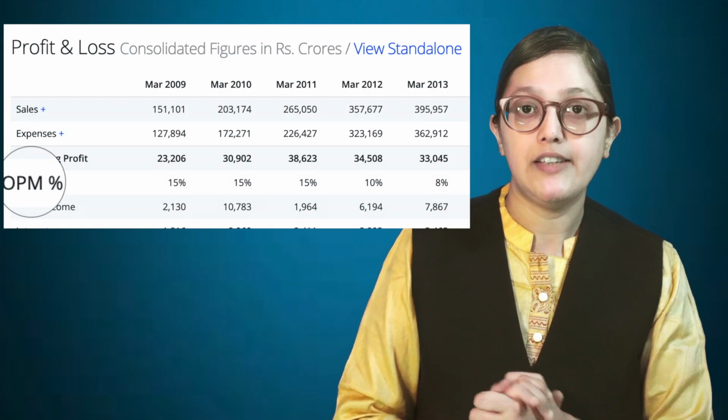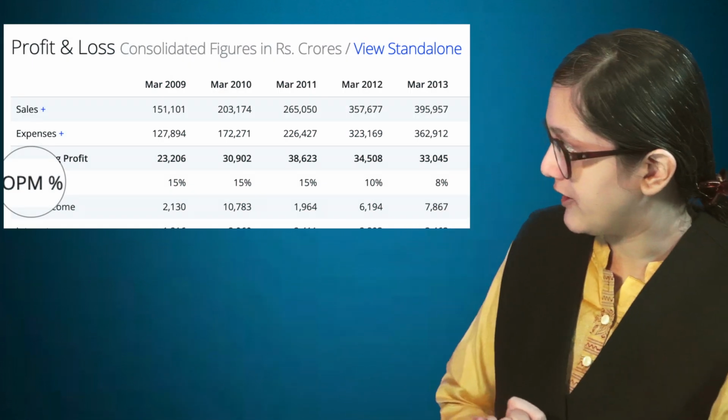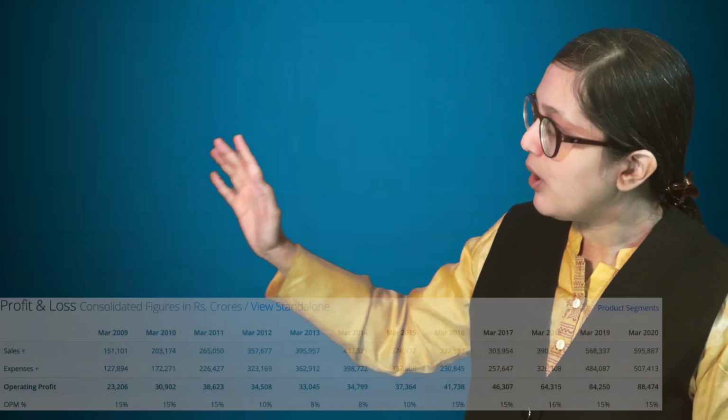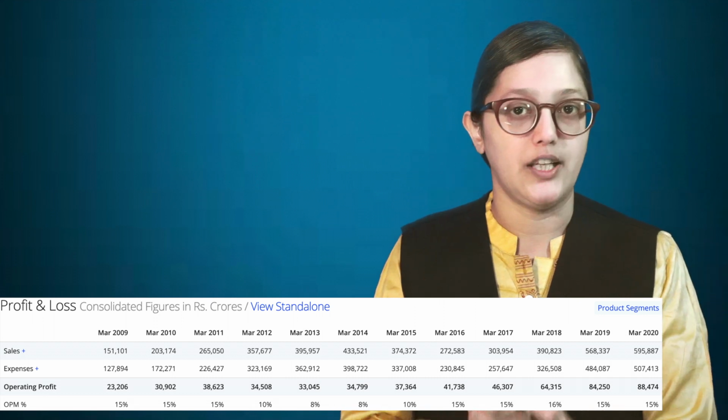Now let's take the first example of Reliance Industries. Look at its OPM. Reliance OPM is stable over the years and this is a good sign.